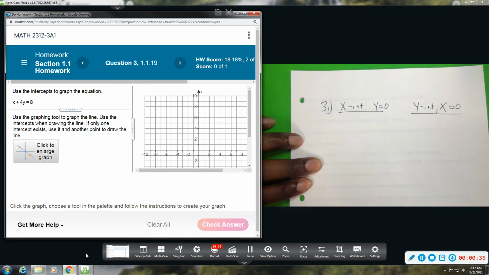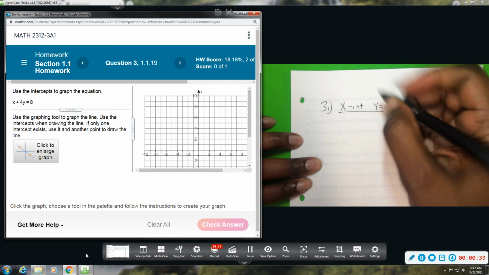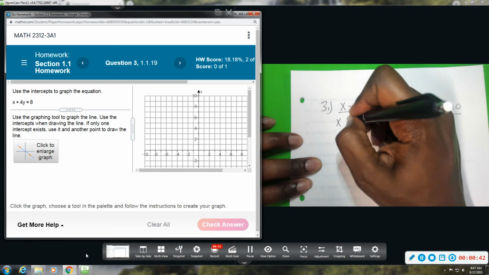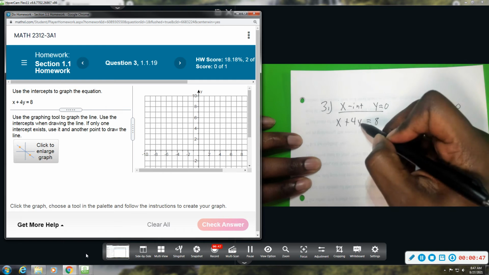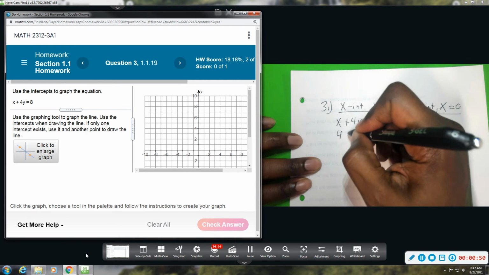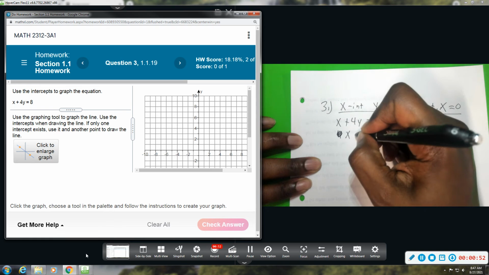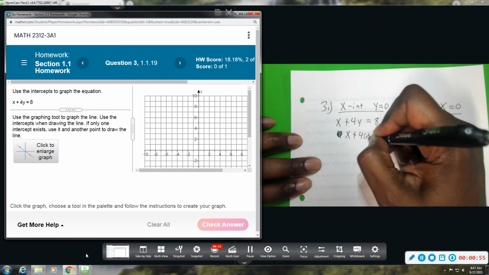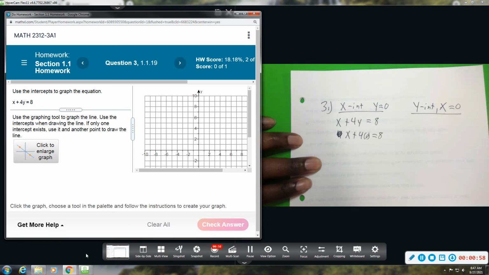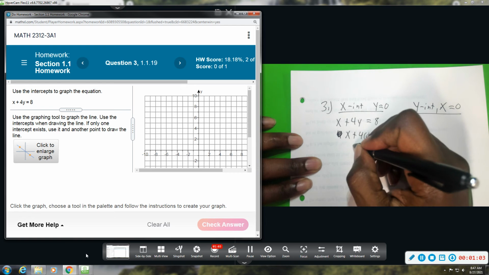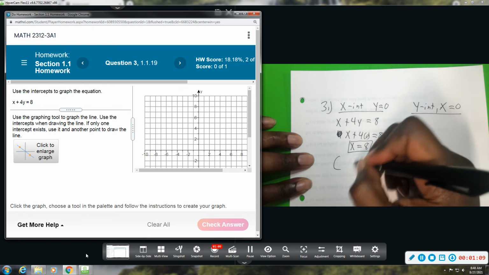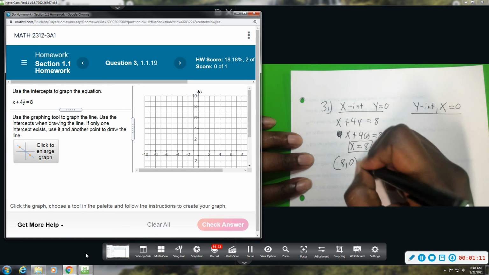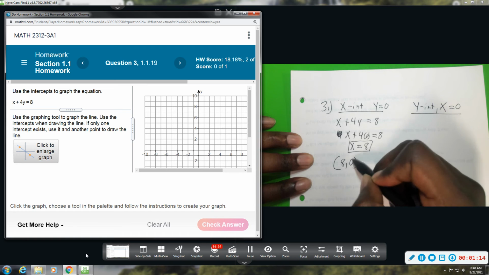From our equation, I'm going to let y equal 0. So we have x plus 4y equals 8. We're going to plug a 0 in for y, so we have x plus 4 times 0 equals 8. When you multiply anything by 0, it just cancels out, goes to 0. So we have x equals 8. So the ordered pair would be 8, 0. X is 8, y is 0.